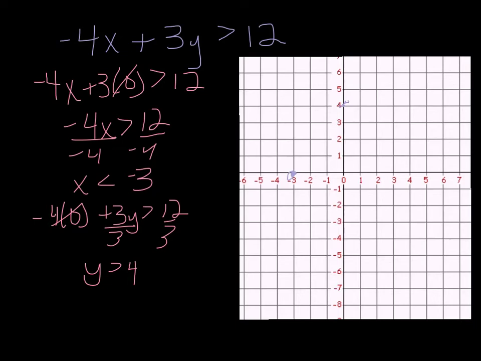Okay. Now this one is greater than, it's not equal to. So this is going to be a dashed line. Again, make sure your line goes across your graph. Now I need to know which side I shade. 0, 0 is not part of the line, so I can plug in 0, 0. Okay, so let's go ahead and do that.